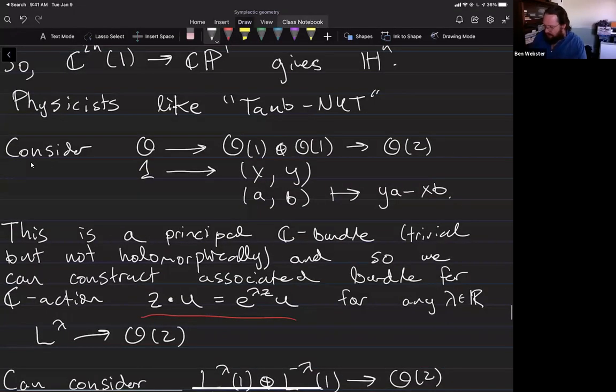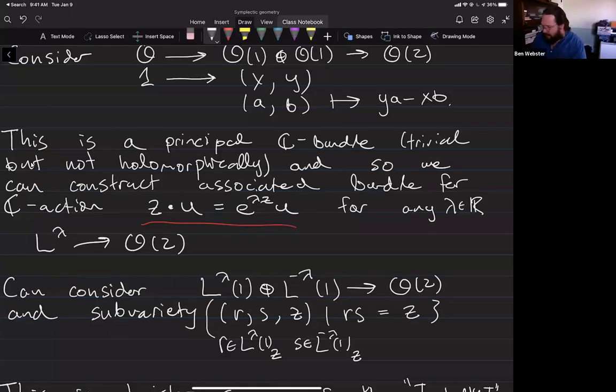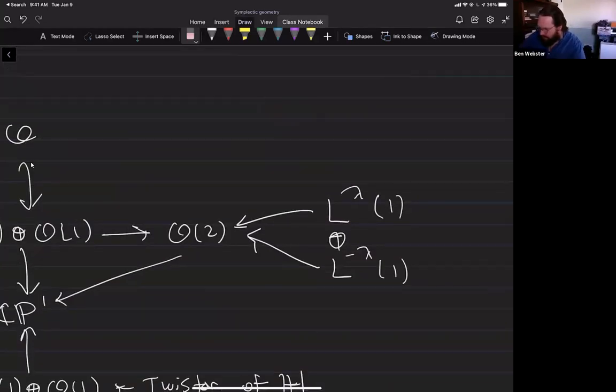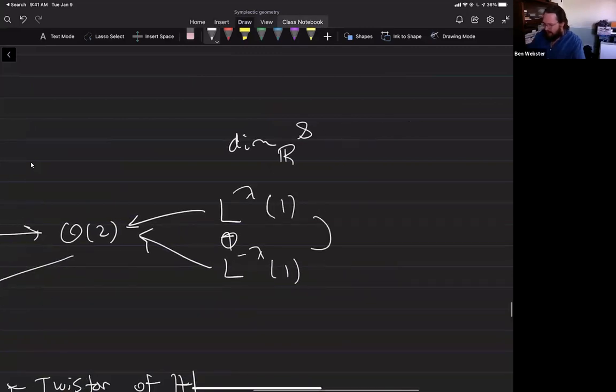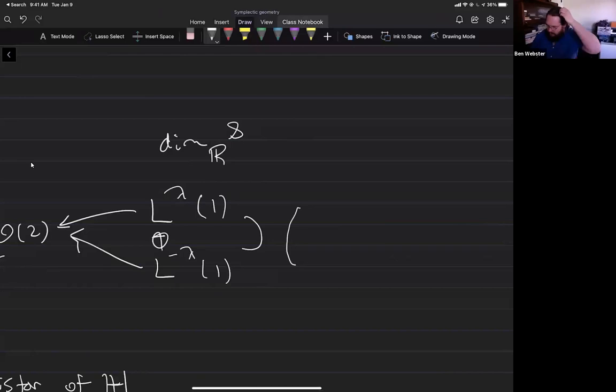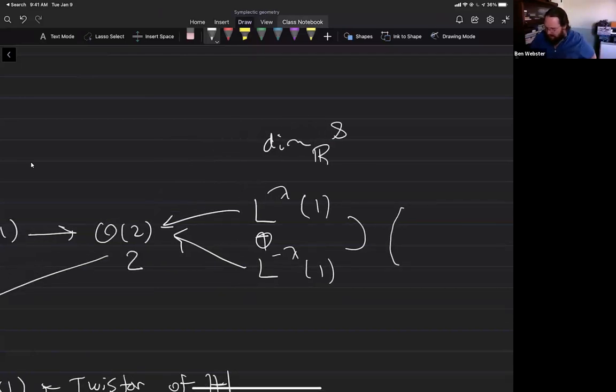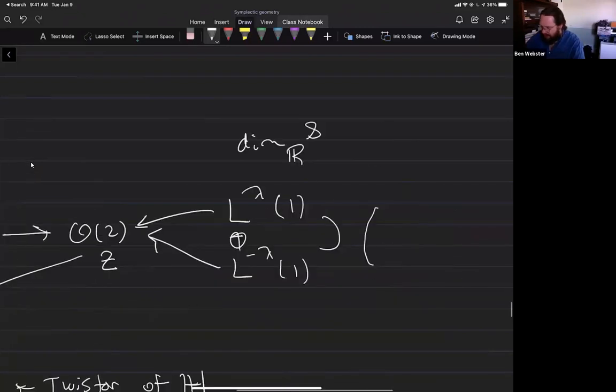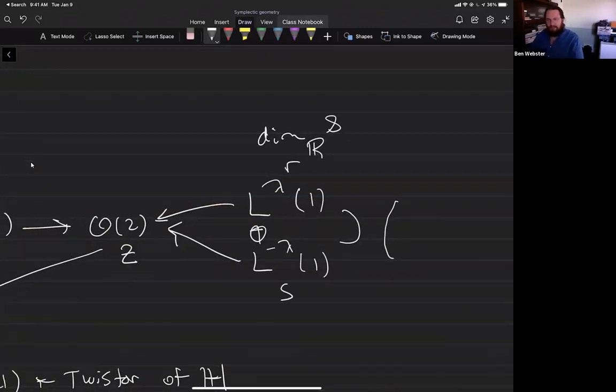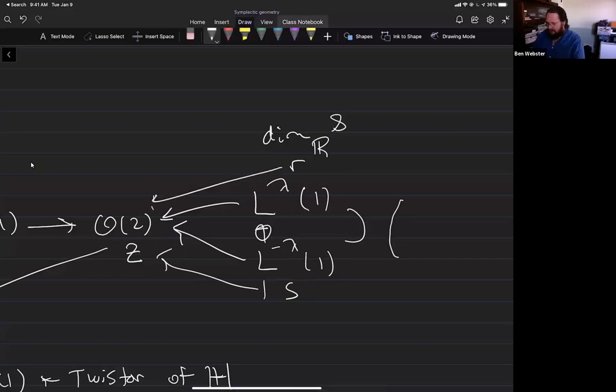Okay, so I can consider this guy, but the dimensions are wrong, right? So this, as we discussed, has dimension over the reals given by eight. So actually I want to look at a subspace inside here. So a point here, well, I have some point Z down here in the total space of O(2). And then I'm choosing two elements in the fibers of these two line bundles. What did I call these? I think I called these R and S over there. So I have R here and S here. And those are both elements of the fiber over Z. So S maps to Z under the projection map, R maps to Z under the projection map.